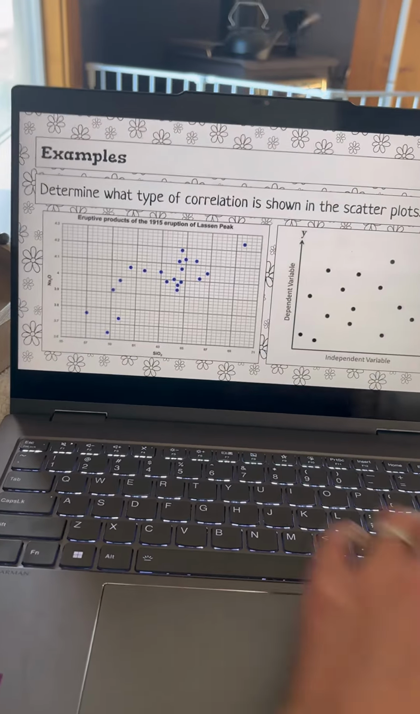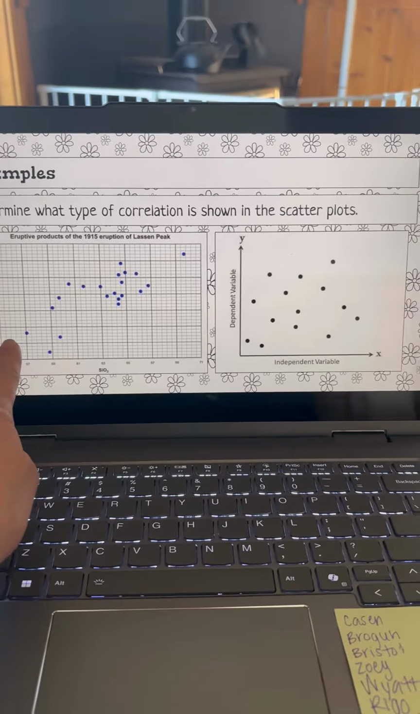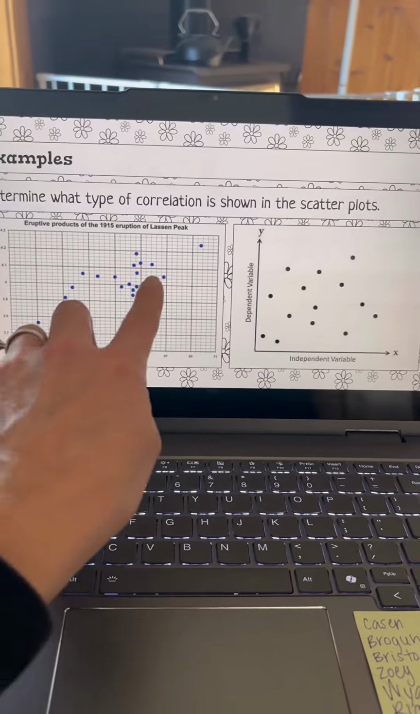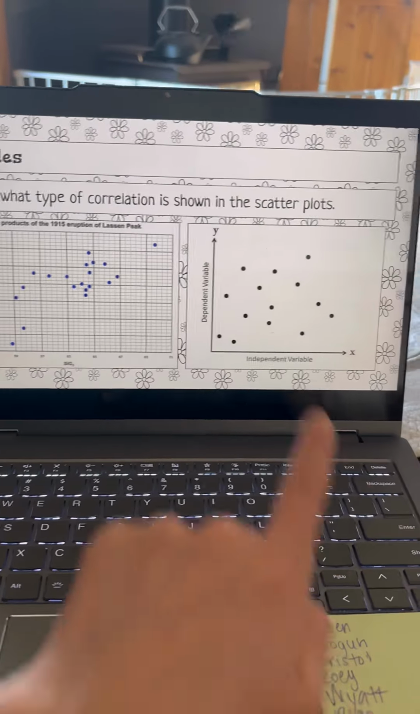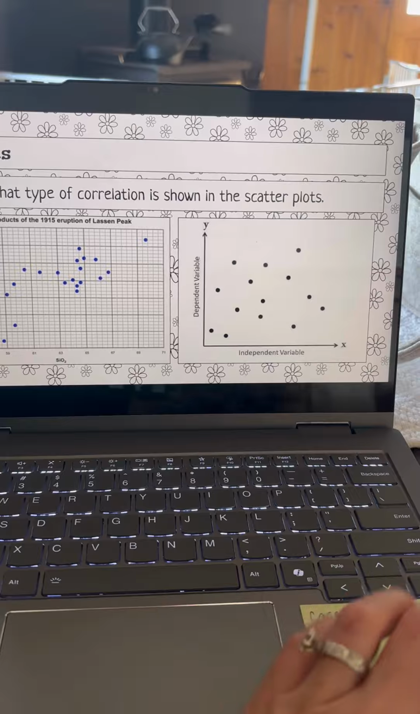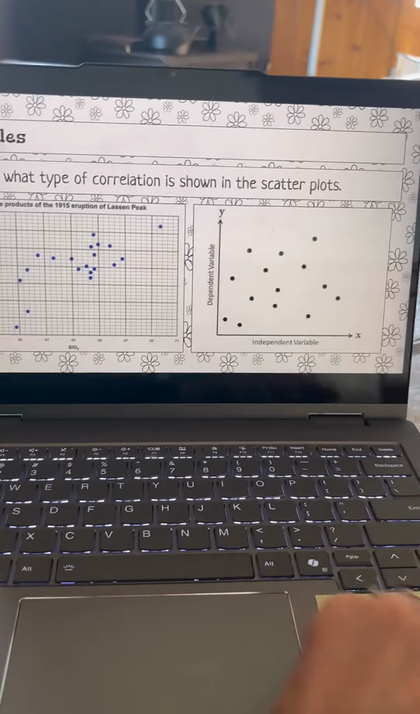So then we did some examples. We looked at this one. We said it's probably a weak positive because it's trending upward, but the points aren't really close together. And this one here would be no correlation. There's no really way to kind of group them together.